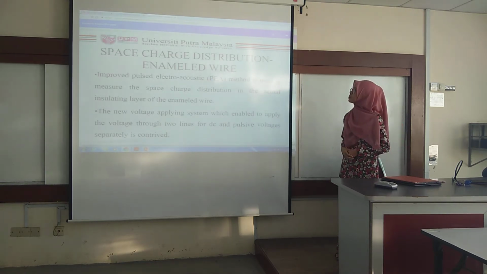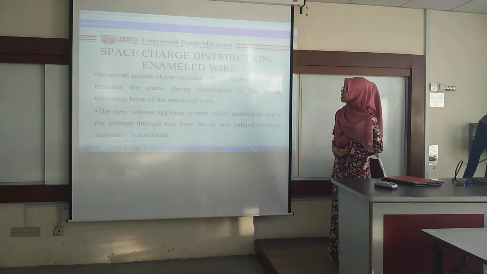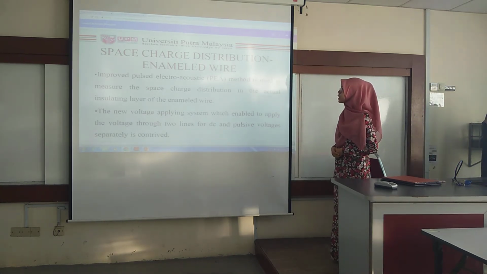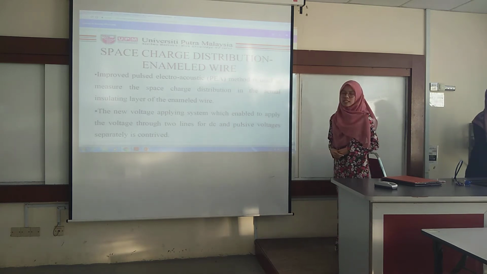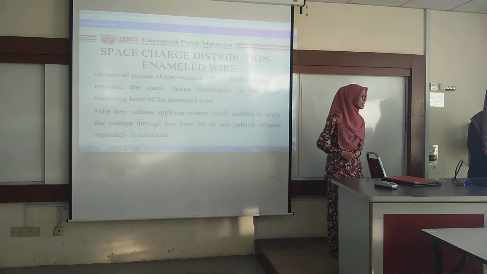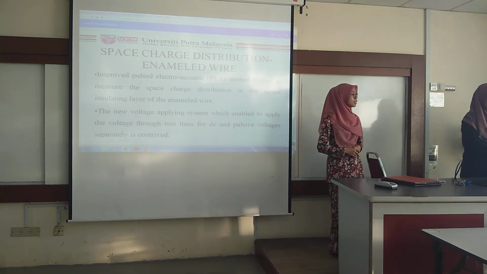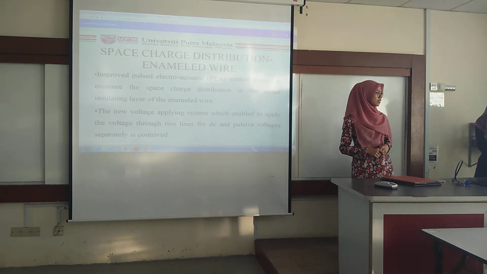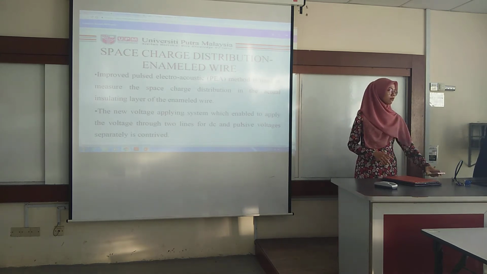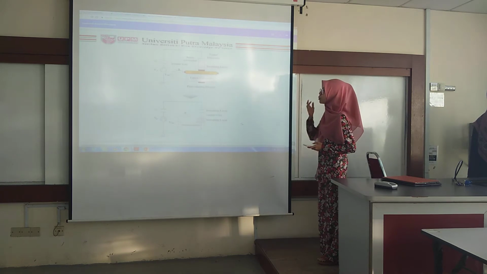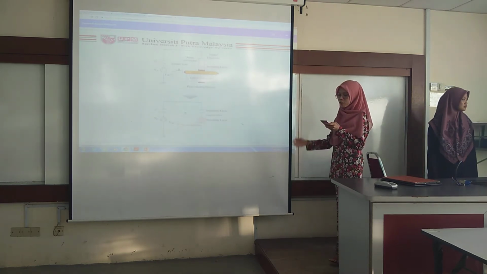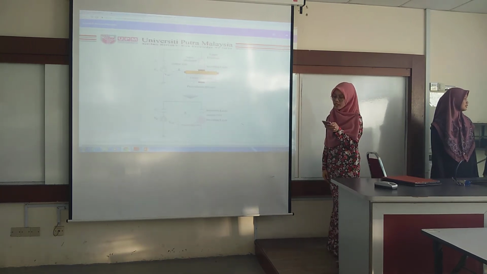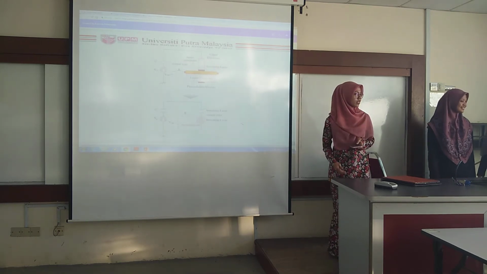Next is space charge distribution for enamel wire. It used the improved pulse electroacoustic, PEA, method to measure the space charge distribution. In the improved PEA system, a new voltage applying system, which enables applying the voltage through two lines for DC and pulsive voltage separately, is used. So this is the figure of the improved PEA system. The DC high voltage is applied to the conductor of the enamel wire, whose terminals are connected to a ball-shaped electrode fixed apart from the measurement point.